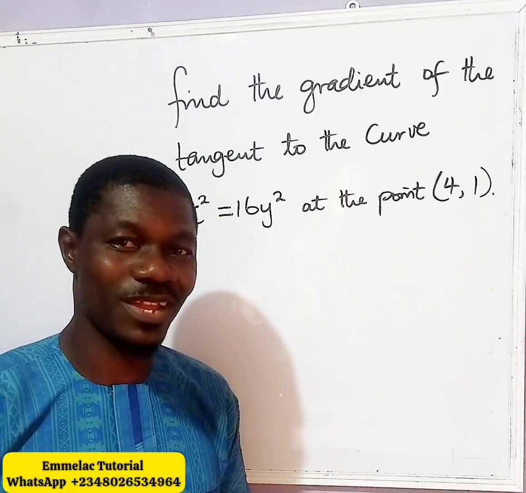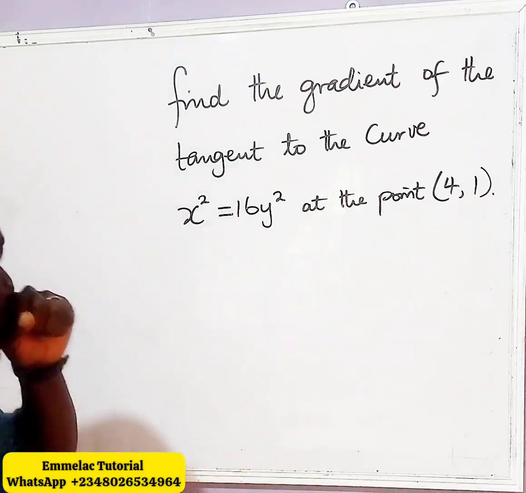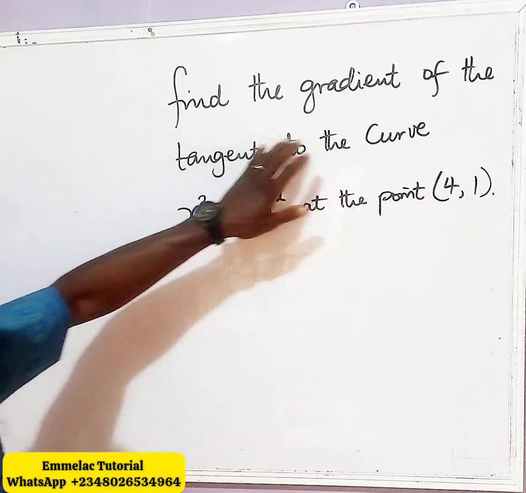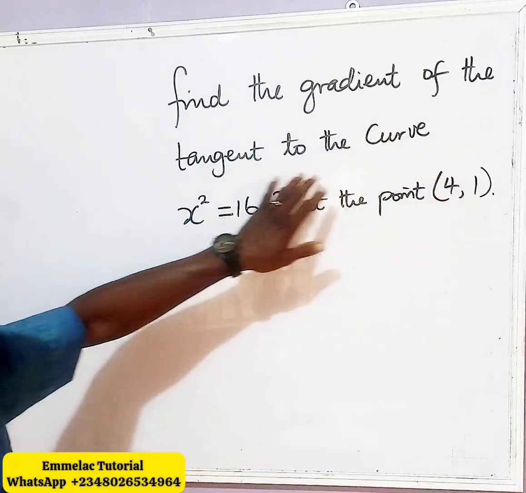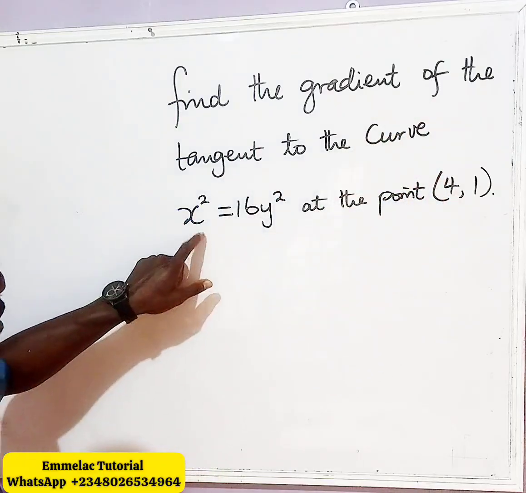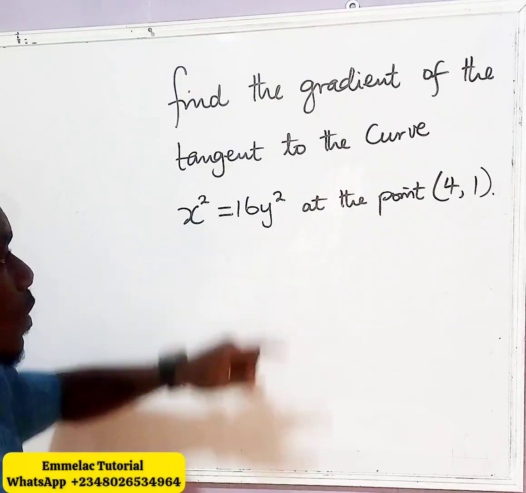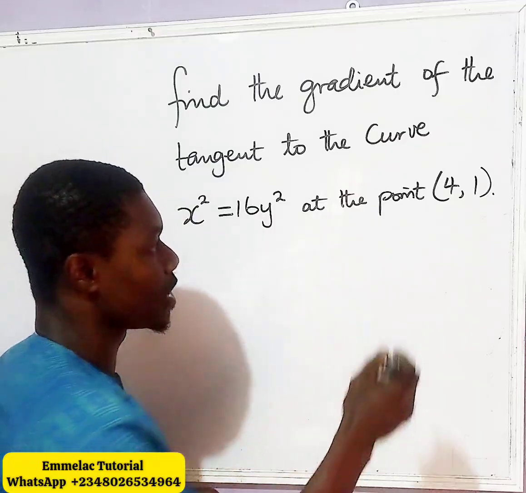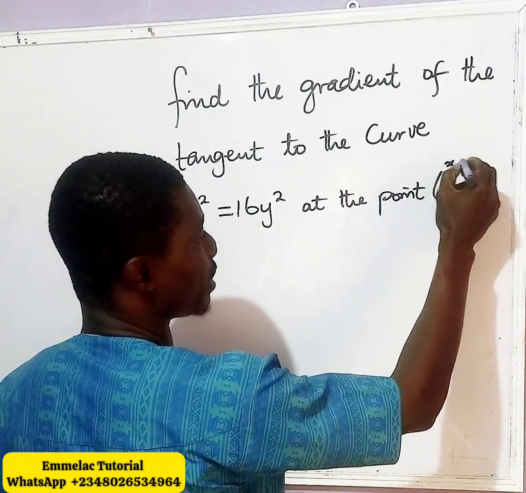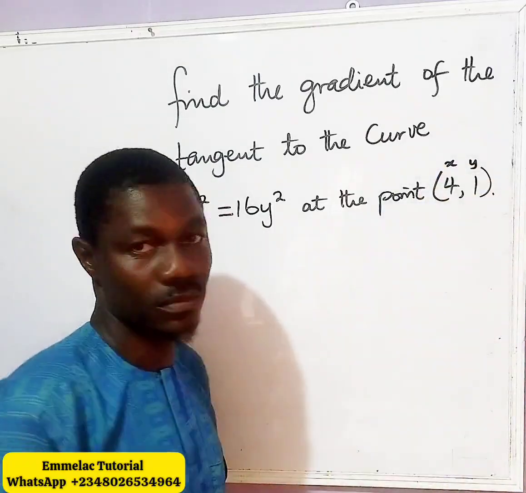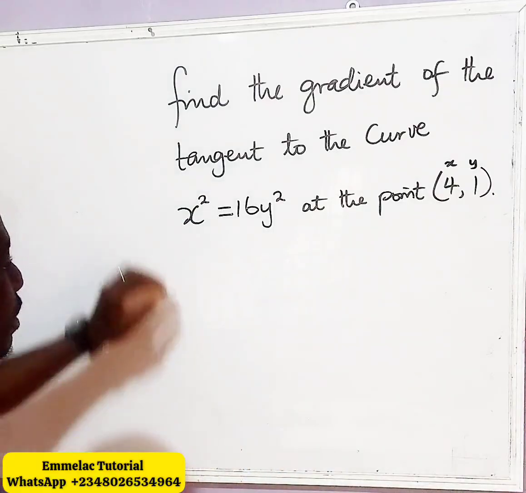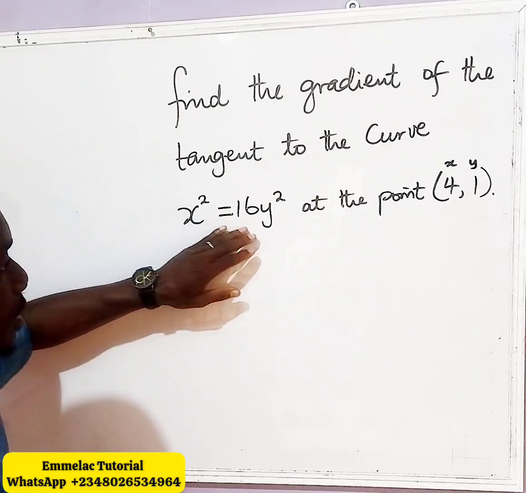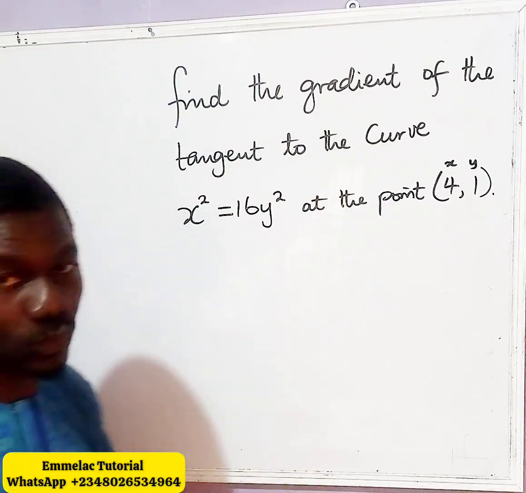Welcome to Emmelac online tutorial, and before us is this question, and it reads: find the gradient of the tangent to the curve x squared equals 16y squared at the point (4, 1). Now let's take note that this is x and this is y. This is the curve here: x squared equals 16y squared.